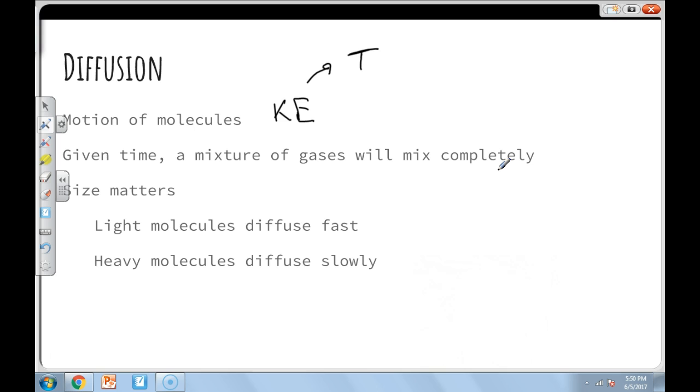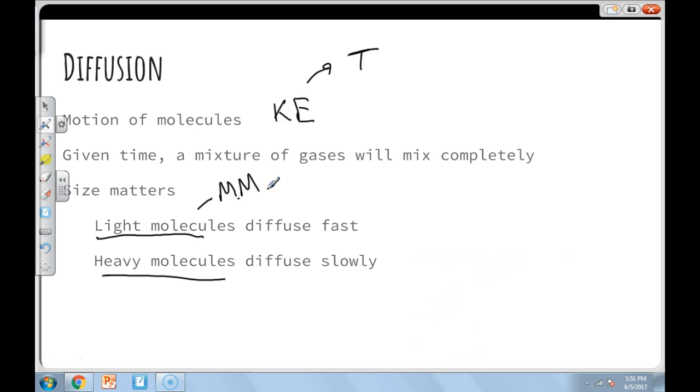If you have light molecules, and whenever we talk about light or heavy, what we're talking about is the molar mass. That's the easiest way to determine light and heavy. Light molecules will diffuse fast. Molecules that are small will be able to fill a container and spread out evenly more quickly than heavy molecules, and I think that makes sense.